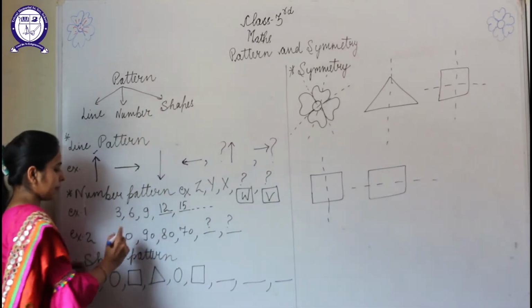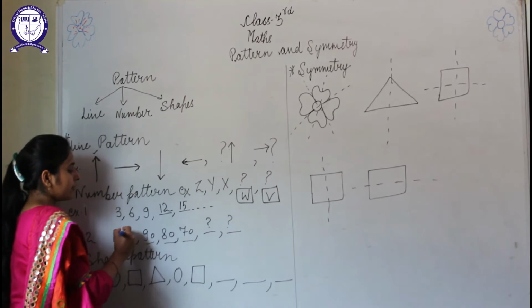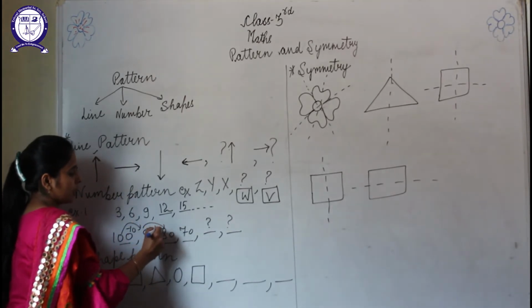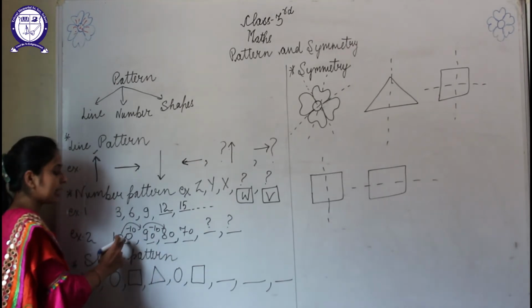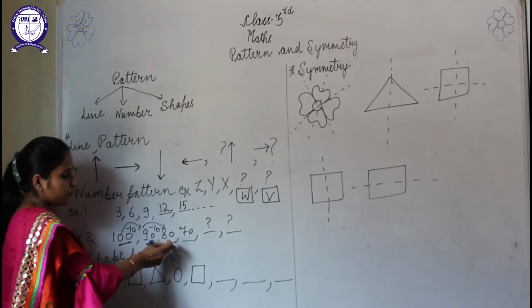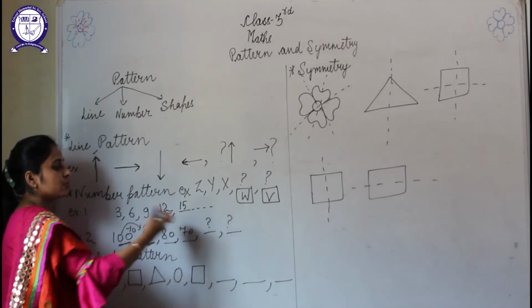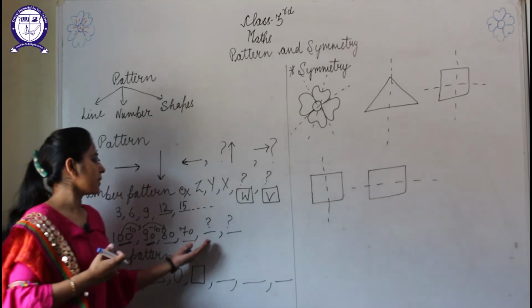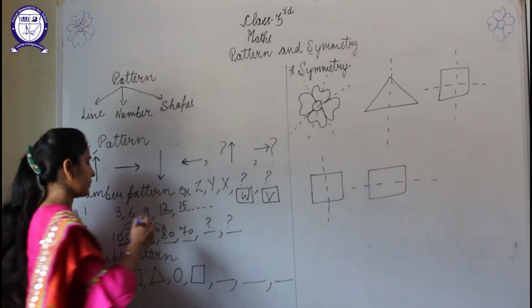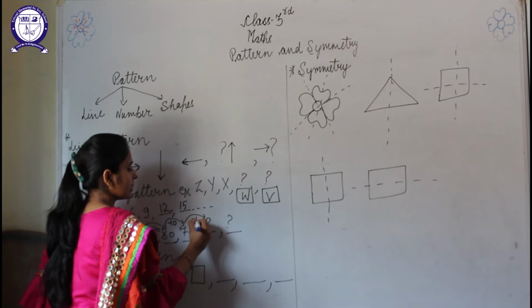In the next example, 100, 90, blank, 80, 70. Here we can see that the difference is 10 in each and every term, student. So the next term is 10 less than the previous term. Which is the previous term? This, and the next term is this. The term which comes at the next place is the next term, and the term which is before that is considered the previous term. So 80 minus 10 is 70, 70 minus 10 is 60.